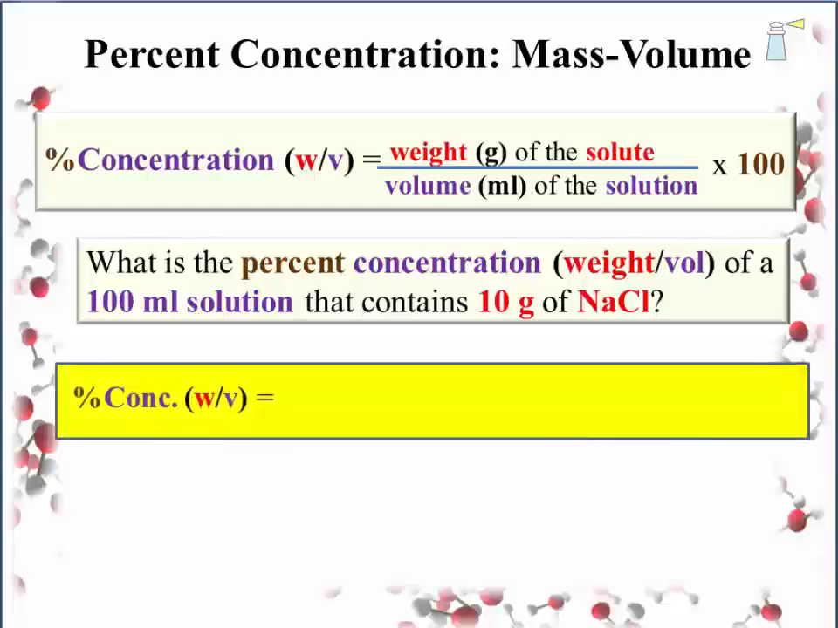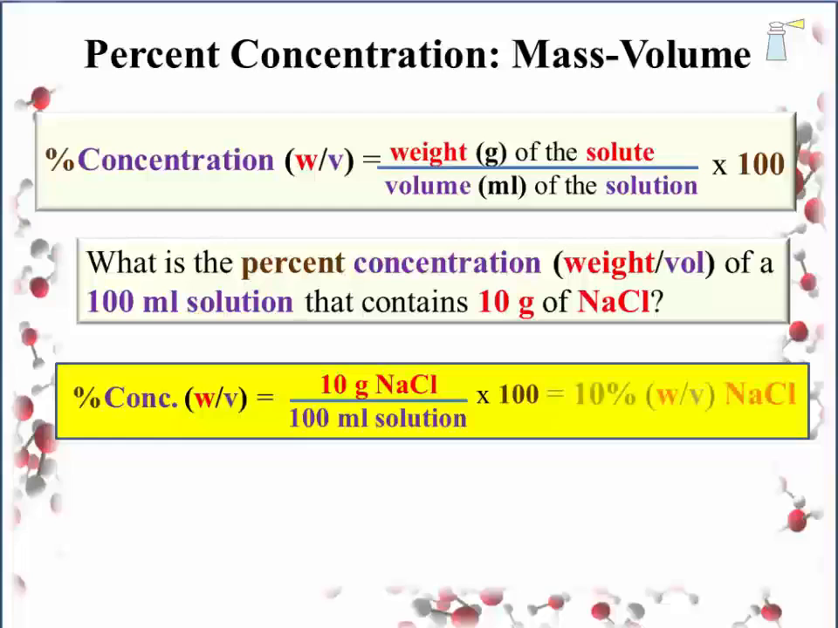Inserting the problem values into the percent concentration W to V equation has a weight of 10 grams for the solute, sodium chloride, and a volume of 100 mL for the solution. The equation is complete when the ratio is multiplied by 100. That is because this is a percent concentration, and percent means per 100. The math comes to a 10% weight to volume NaCl solution. Is the percent sign required in this concentration? Yes, it is. It lets a person know that the 10 per 100 is really a 1/10 solution.